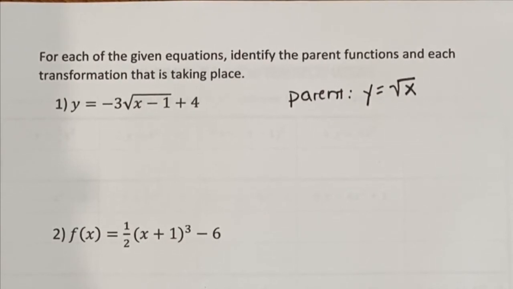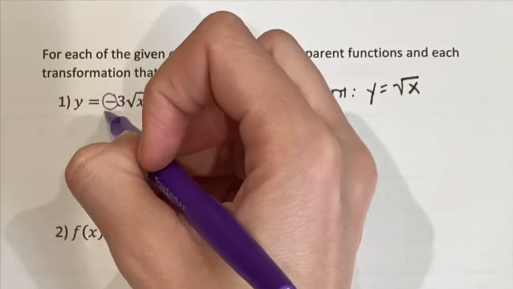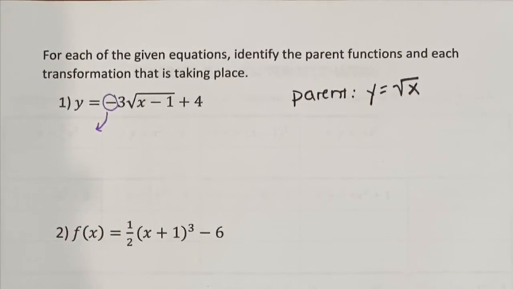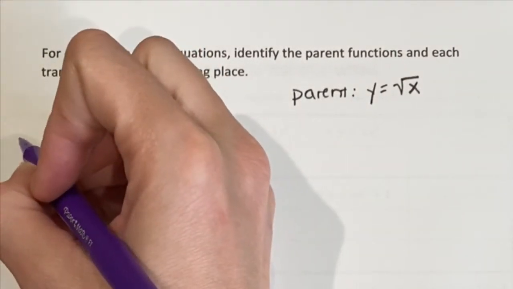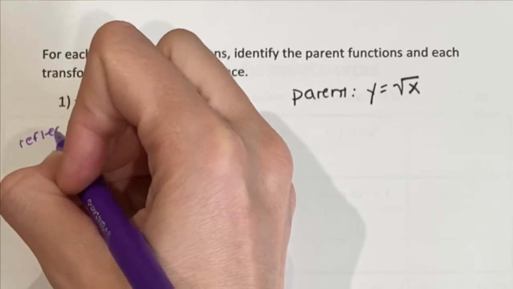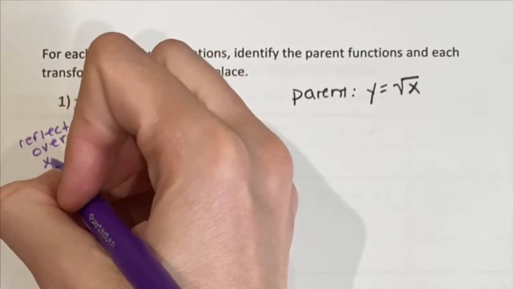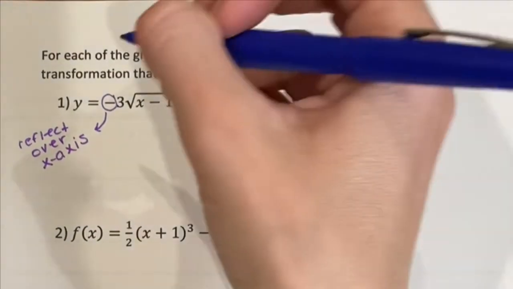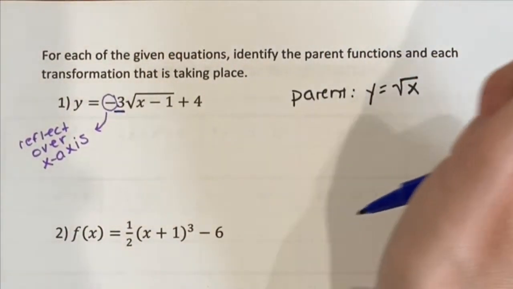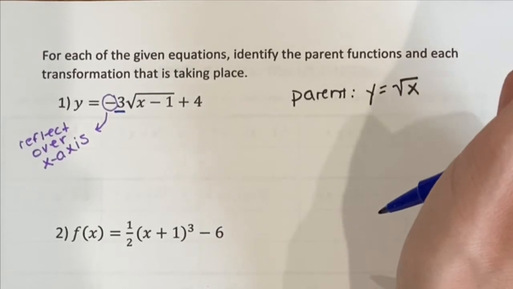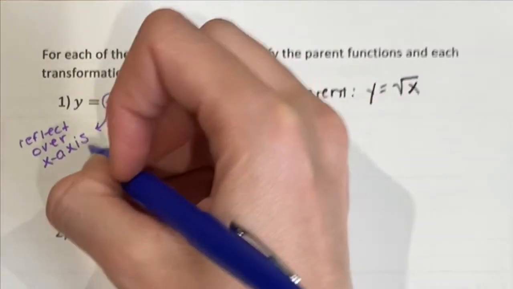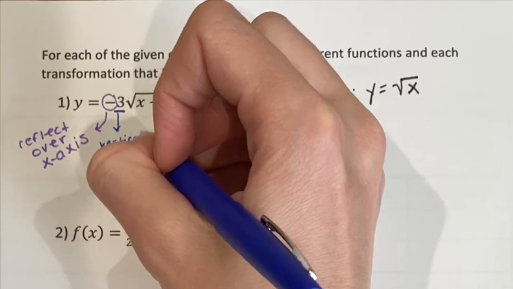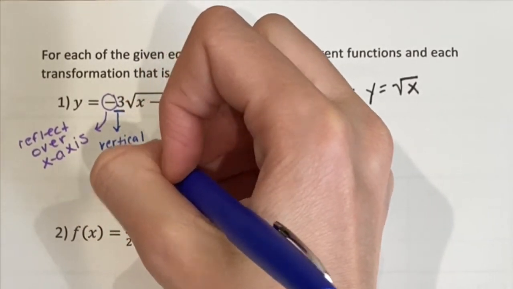Now anything that's different than the square root of x is something that we need to identify as a transformation. So if I look here, first I notice I have a negative, and looking back at the rule, what does the negative tell me is happening? The negative is telling me we are going to reflect over the x-axis. Then we're multiplying by a 3. So that is what we just did. That tells us we have a vertical stretch of 3.